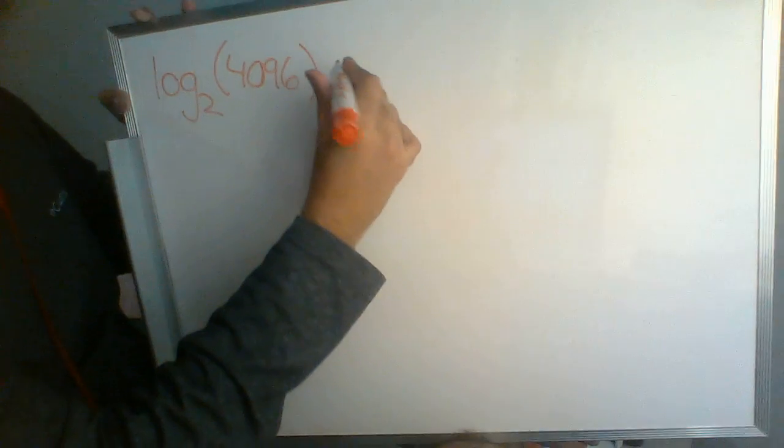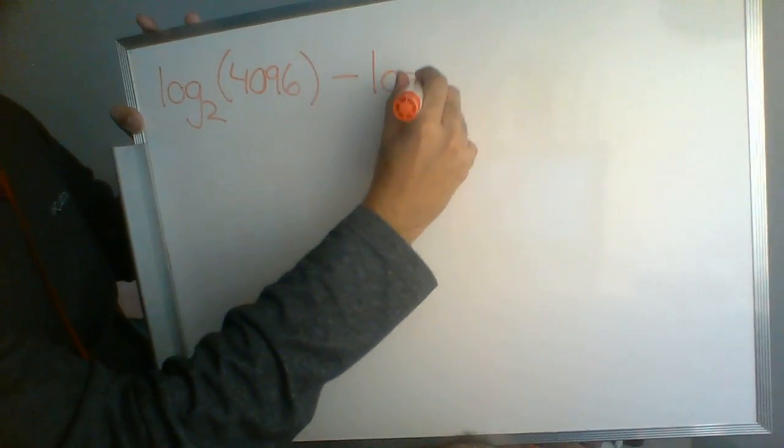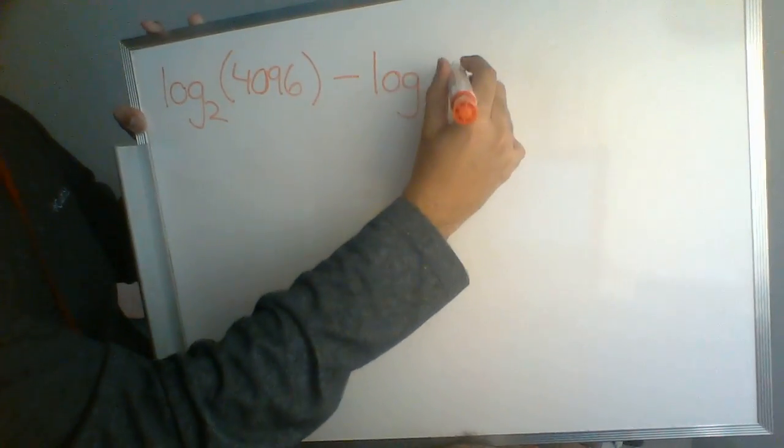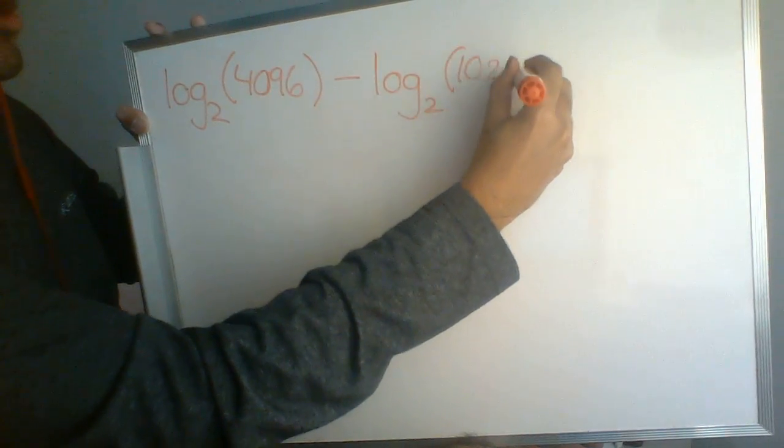So the next one is going to be slightly more complicated, and we're going to make use of one of the logarithm rules for this one. So this one is going to be log base 2 of 4,096. I would say don't expect to see a question like this on the test. Yeah, don't expect to see this on the test because this will take some time to calculate, but I'll show you the shortcut for figuring it out. Minus log base 2 of 1,024.